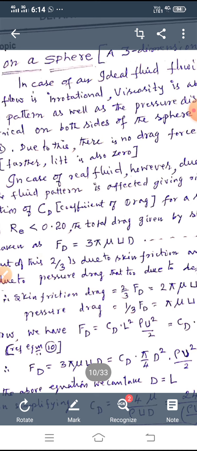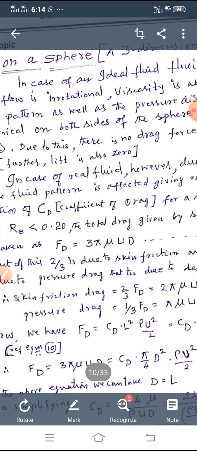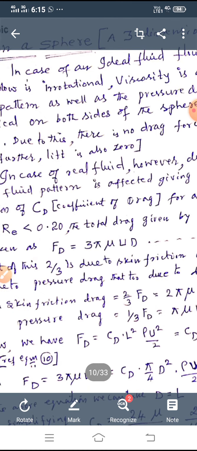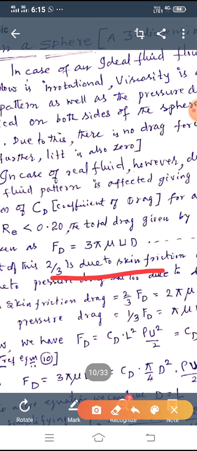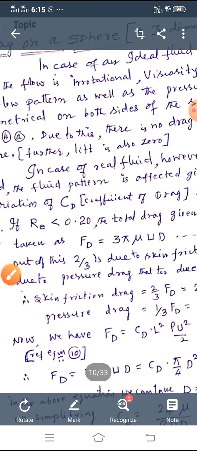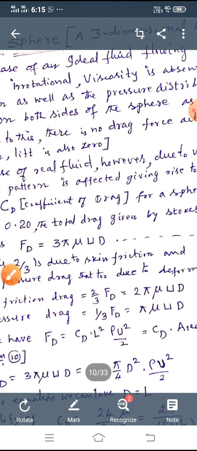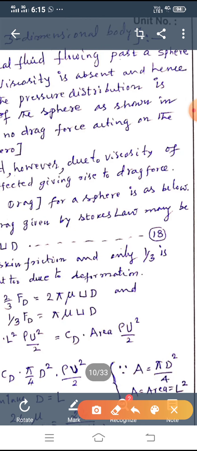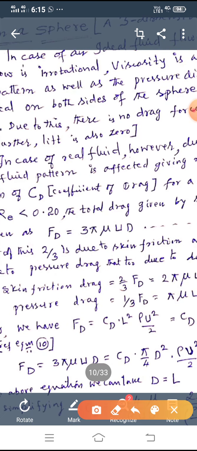Out of this, 2/3 is due to skin friction and only 1/3 is due to pressure drag. Here you can see 2/3 is due to skin friction, whereas one third is due to pressure drag. Here you can see the pressure drag.